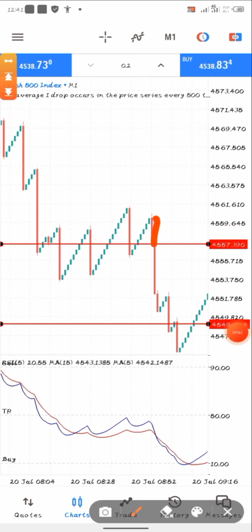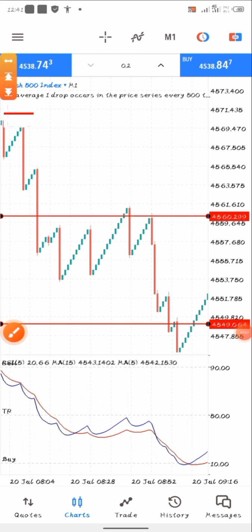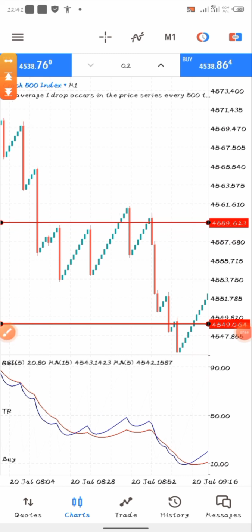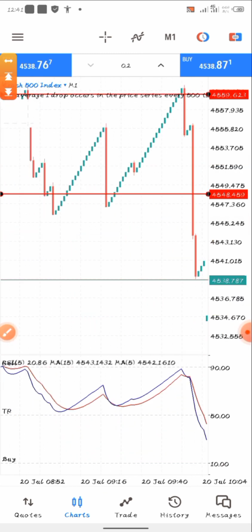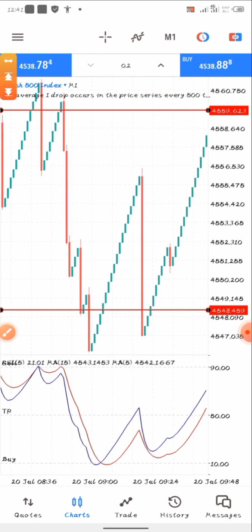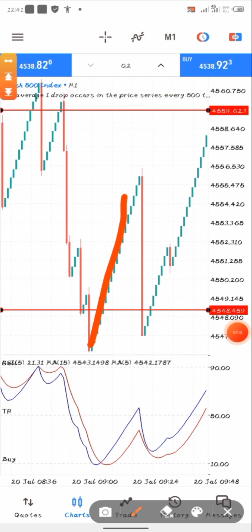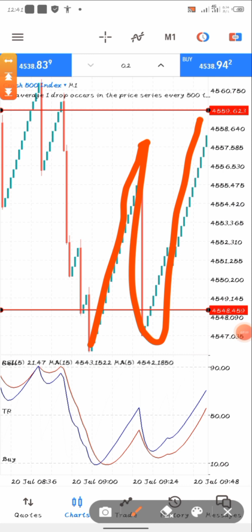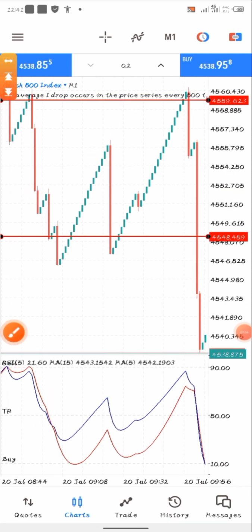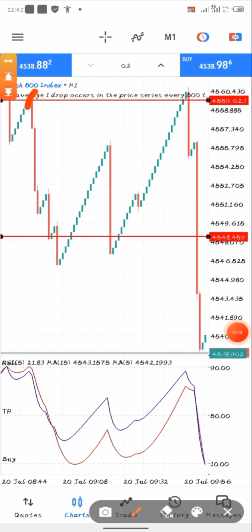Wait for the market to first trend to the zone. When the market is trending to the zone, you want to catch a spike. Now you can figure out something right here: the market is trending to the top side, and we have our zone right here.